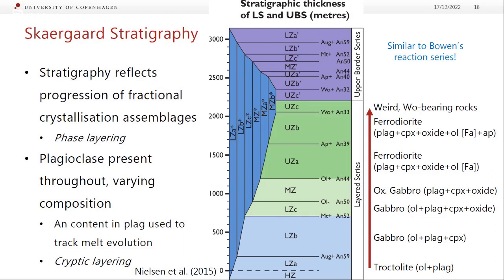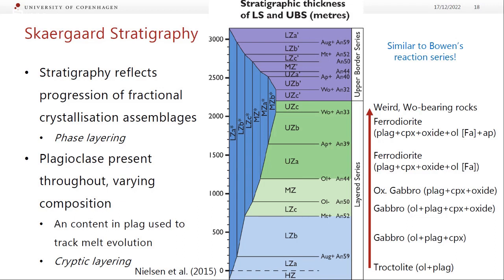Then you can see there's this little symbol saying Cpx plus. So Cpx is for augite. And so that's when we start to see clinopyroxene as a cumulus phase in these cumulates. So then we're crystallizing a gabbro. Further up, you can see MT plus. MT is how people sometimes write magnetite. So this is iron oxide. So we're still crystallizing a gabbro, but we've got olivine, plagioclase, clinopyroxene, and some oxides.